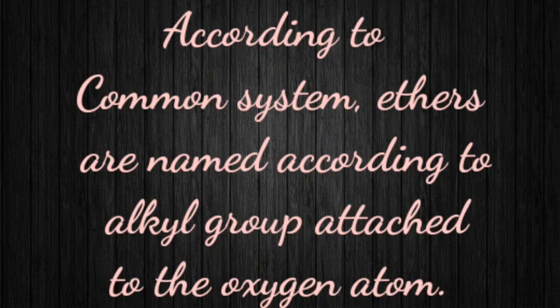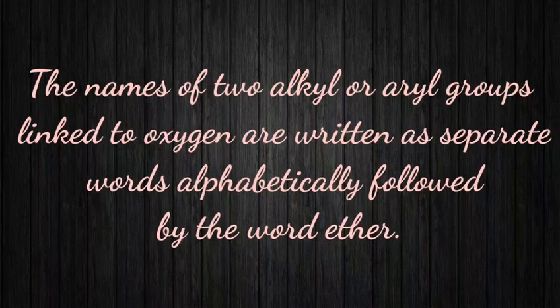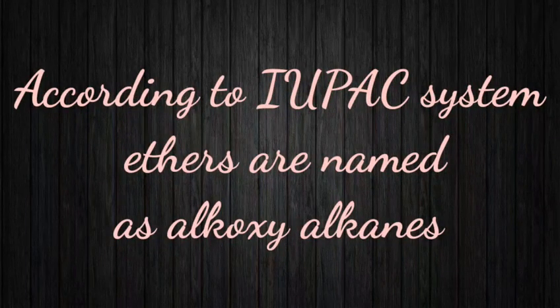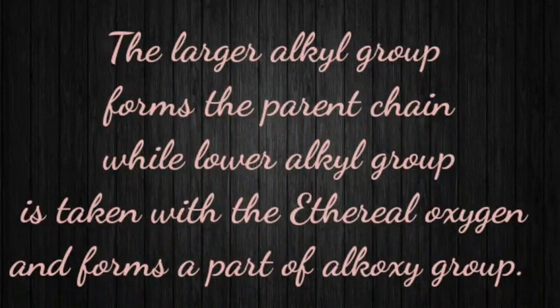Students, according to common system, ethers are named according to alkyl group attached to the oxygen atom. The names of two alkyl or aryl groups linked to oxygen are written as separate words alphabetically followed by word ether. But students, according to IUPAC system, ethers are named as alkoxyalkanes. The larger alkyl group forms the parent chain, while lower alkyl group is taken with the ethereal oxygen and forms a part of alkoxy group.